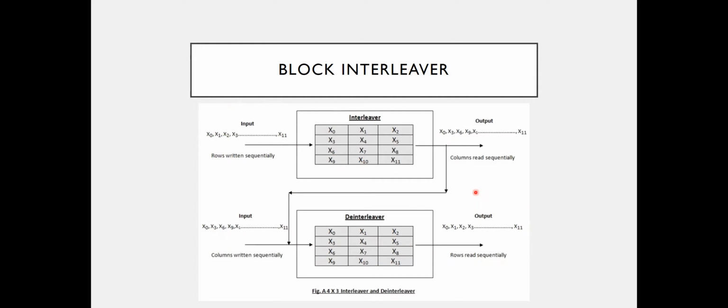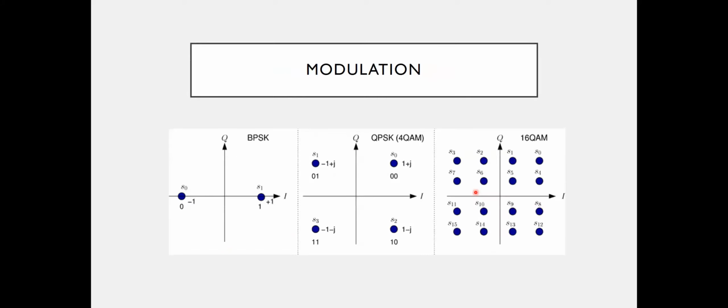And now let's move to the modulation part. I already explained what BPSK is, and QPSK has a constellation point in each quadrant, and this is the in-phase and this is the quadrature phase. I think I had put Q here, so that was wrong. Sorry for that. And then 16 QAM means that you have 4 symbols per quadrant.